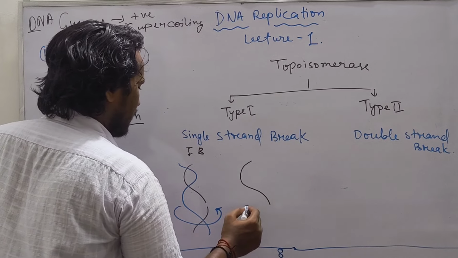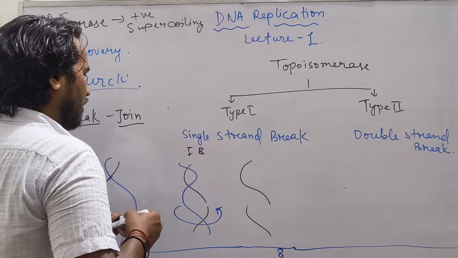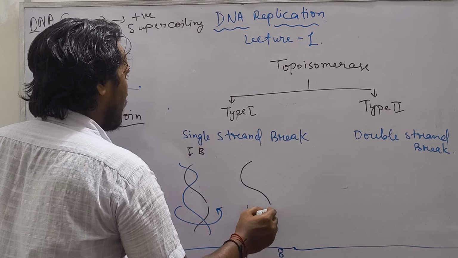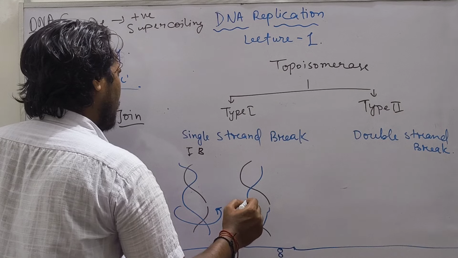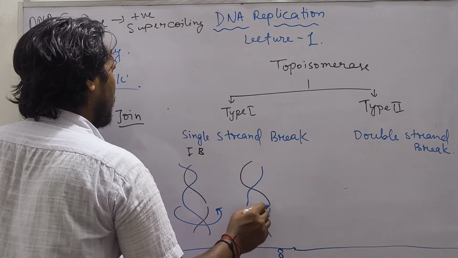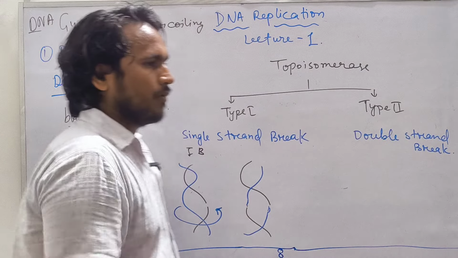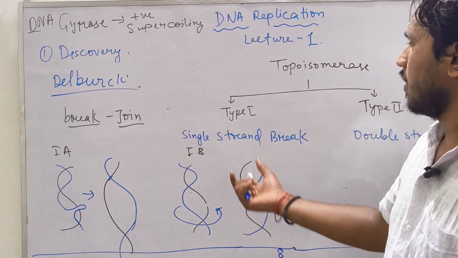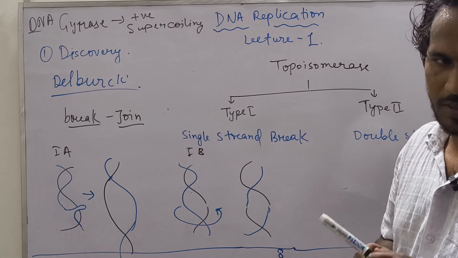One strand will be there. Now another strand came here, and you will find this will completely form a round structure. Okay, so this complete round is done by the type 1B topoisomerase.